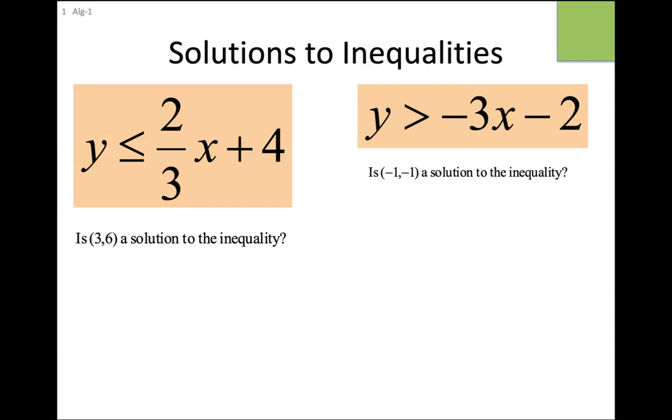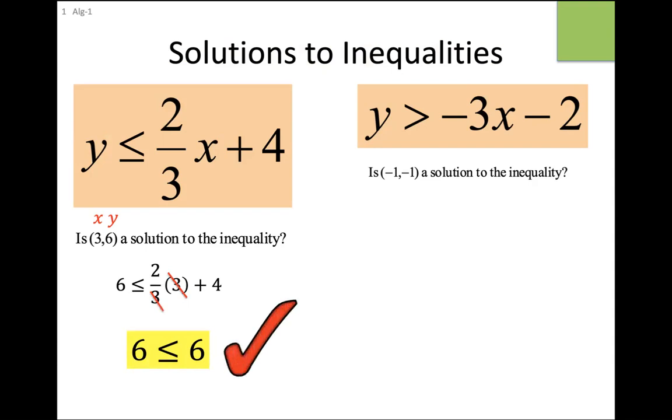So let's see, linear inequality. The first one there on the left is (3, 6) a solution? So let's see, I need to let x be 3 and y be 6. I'm going to multiply 2/3 times 3. So the 3's would cancel, and we'd be left with 2 plus 4, which is 6. And 6 is not less than 6, but it is equal to 6. So yes, that is a solution.